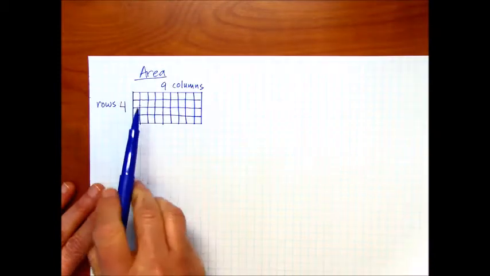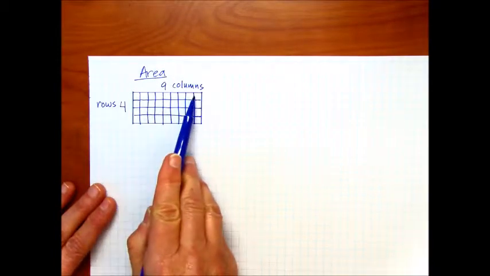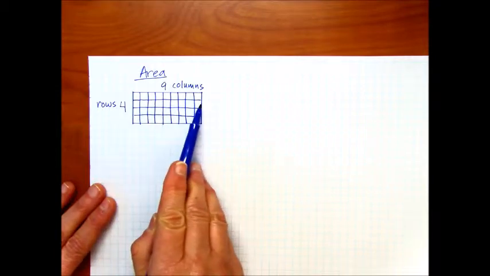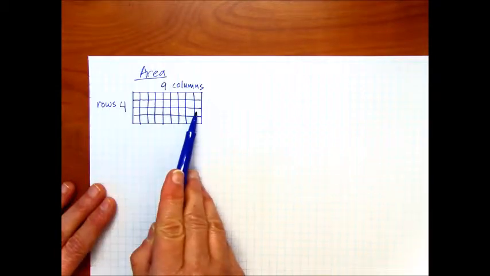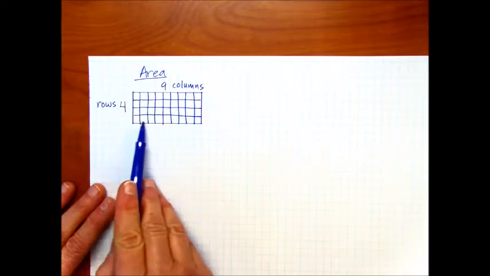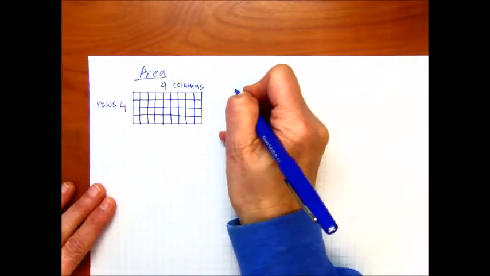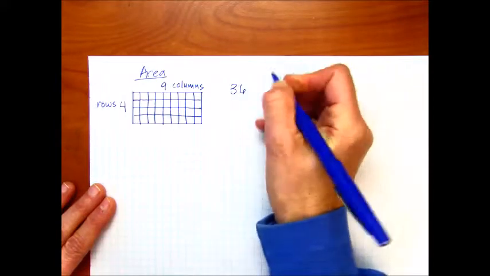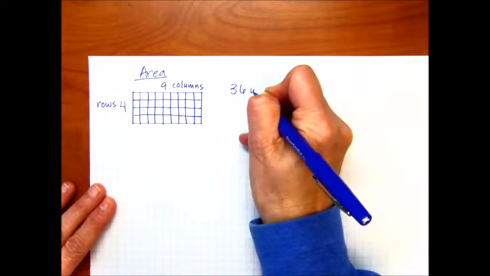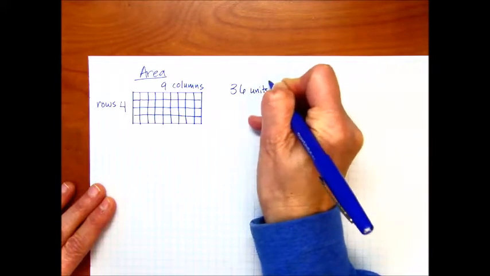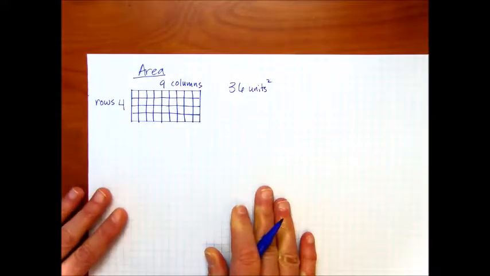And if we were to count these up, I know that's 9. 9 plus 9 is 18. Plus 9 more is 27. Plus 9 more is 36. I would have 36 square units. And you would write it like that.